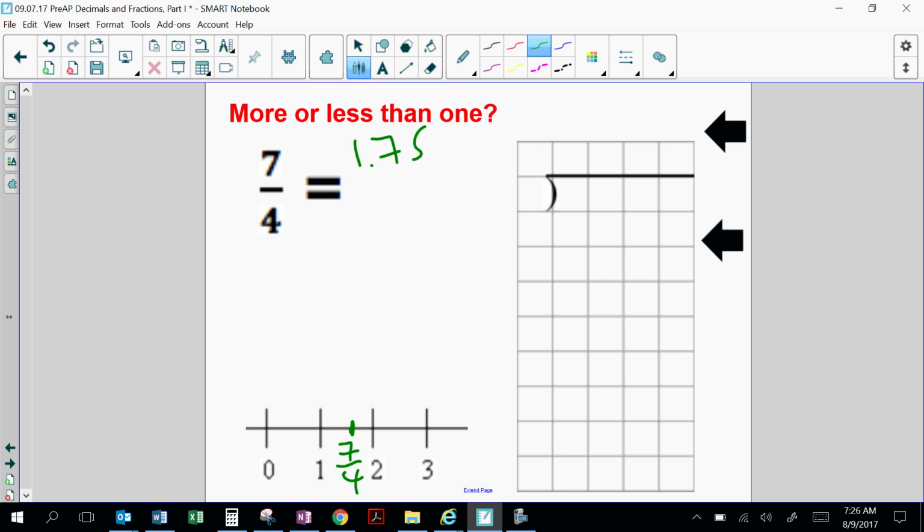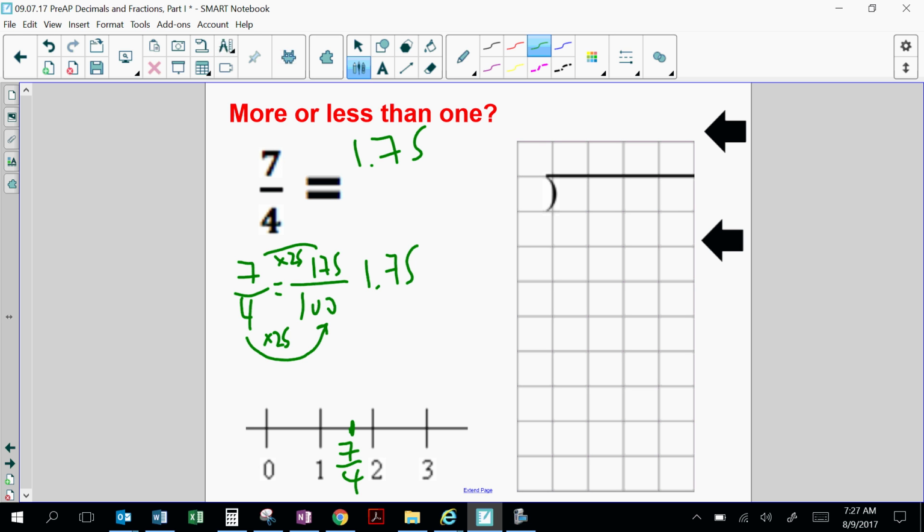Here's another way you could solve it, using place values. How can I build 4 to a place value of hundredths? How many groups? Times 25. That's where I get 175 hundredths.